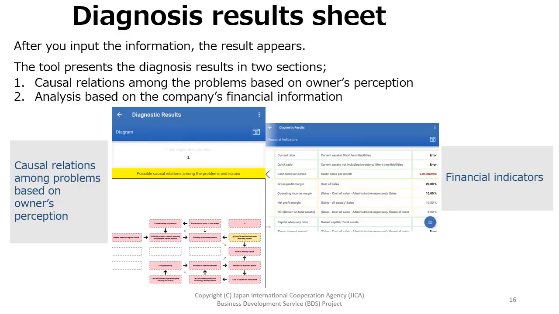After you input the information correctly, the result appears. The quick diagnostic tool presents a diagnosis results in two sections. The first one is the causal relationships among the problems based on the owner's perceptions. And the second one is analysis based on the company's financial information.